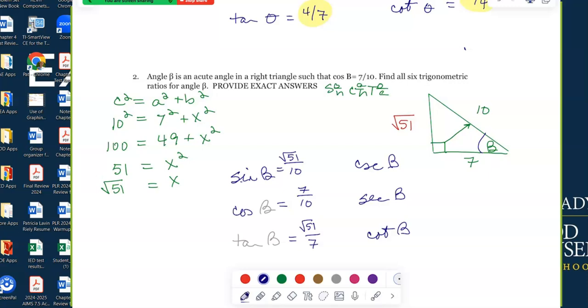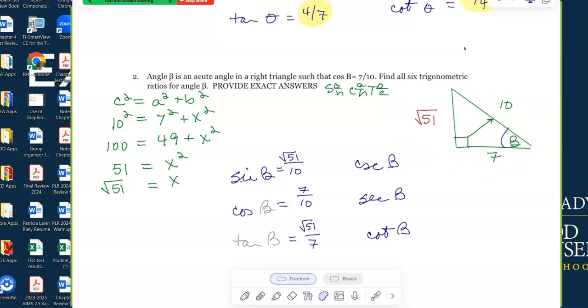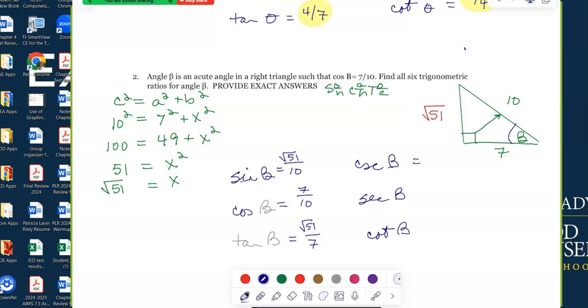Now go ahead and get the reciprocal functions. So maybe I'm going to pull up this triangle and move this just a little tiny bit. Put that right over there. Okay, so cosecant is the reciprocal, it's 10 over radical 51. Secant is the reciprocal. It's 10 over 7, because I just flipped those. And cotan is going to be 7 over radical 51. Now you look and you say, where do I have to rationalize? You have to rationalize wherever you have a radical in the denominator.